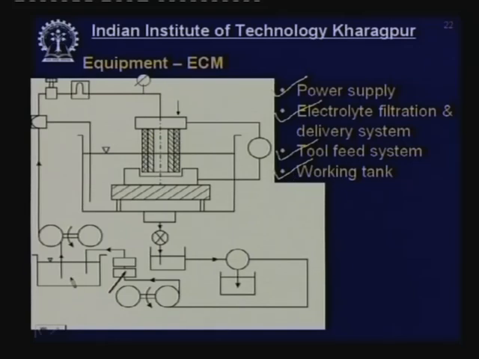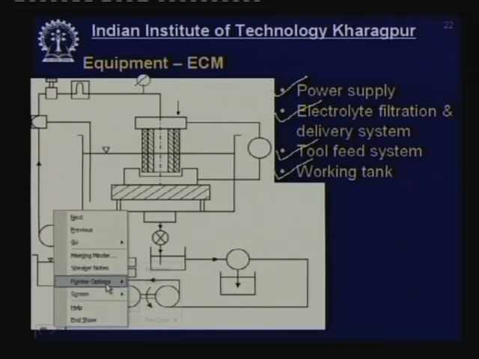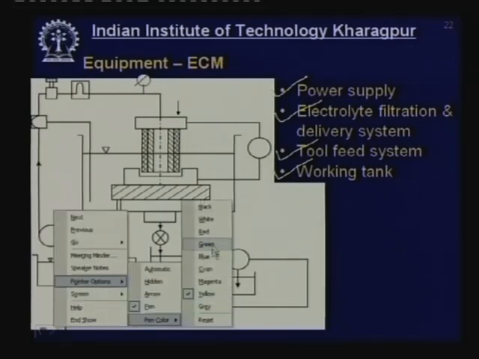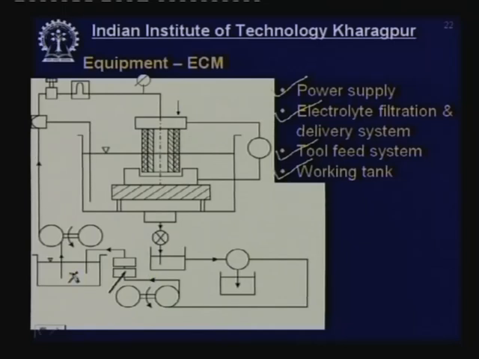This is my electrolyte tank. There I have a motor and I have a pump. So, it goes through a pressure reducer as well as a flow meter and a pressure gauge, and it enters the tool. Here the tool is a hollow tool, and this one is the insulation on the tool.